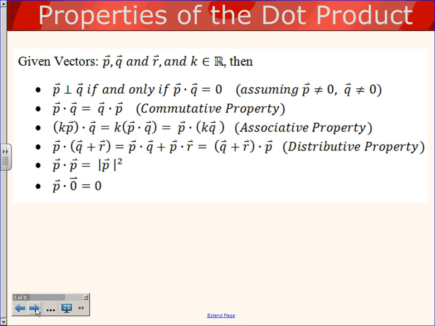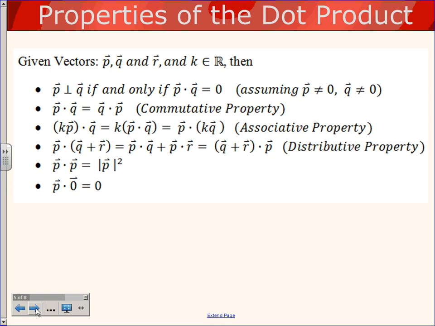These are some different properties of the dot product. The first bullet there we did, right? P is perpendicular to Q if and only if. Remember we shortened that yesterday? We said "if and only if" could be written as IFF. So that's the full statement there: P is perpendicular to Q if and only if P dot Q equals 0. And then it worked backwards, right? If the dot product was 0, then you knew that the vectors were perpendicular.